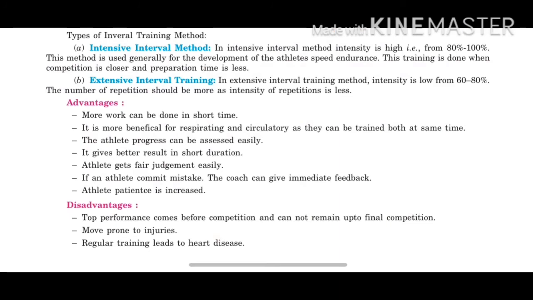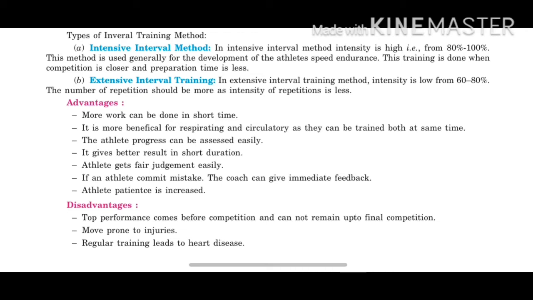There are two types of interval training method. Number one is the intensive interval training method. Number two is the extensive interval training method. In the intensive interval training method, intensity is high, from 80% to 100%. This method is used generally for the development of the athlete's speed endurance. This training is done when the competition is closer and preparation time is less.